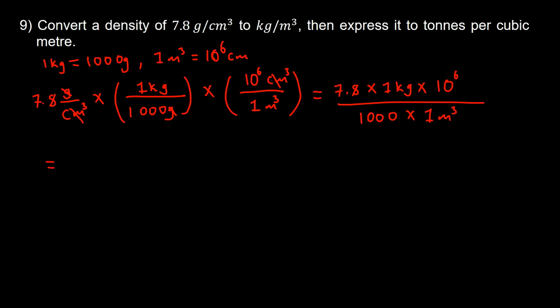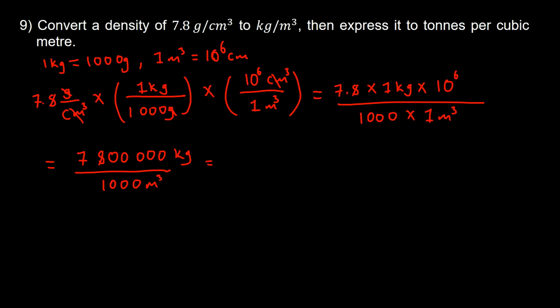So after we have this, we can multiply the 7.8 by 1 kg and then by 1 million. So after you do that, your answer should be 7,800,000 kg over 1,000 cubic meters.